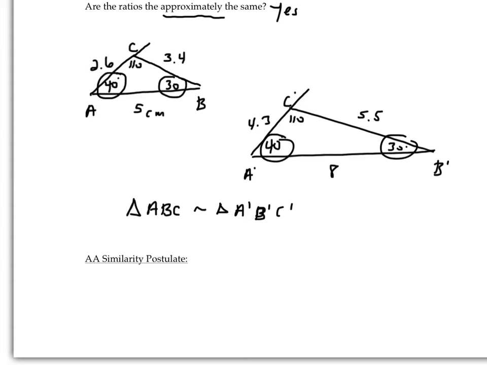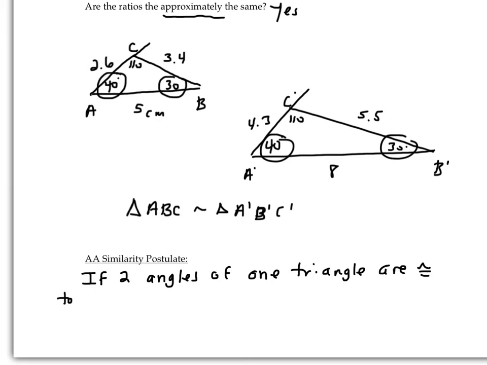So our AA similarity postulate states if two angles of one triangle are congruent to two angles of another triangle, then the triangles are similar.